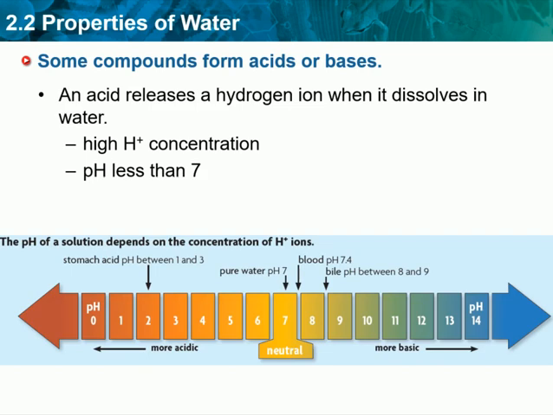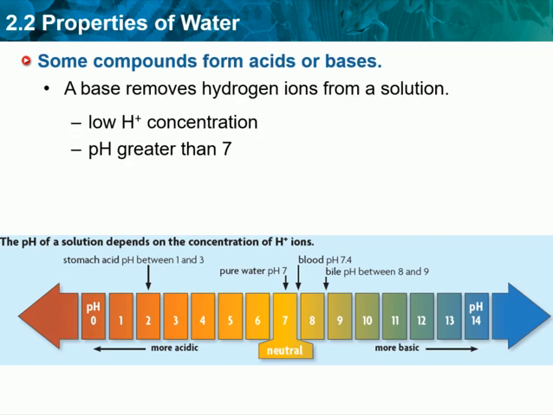Third main idea. Some compounds form acids or bases. Some compounds break up into ions when they dissolve in water. An acid is a compound that releases a proton, which is a hydrogen ion, an H+, when it dissolves in water. An acid increases the concentration of H+ ions in a solution.